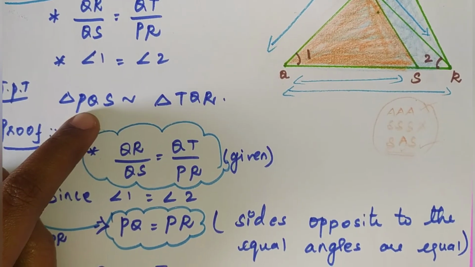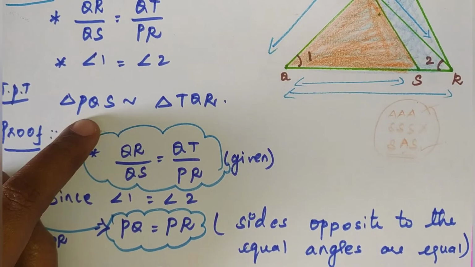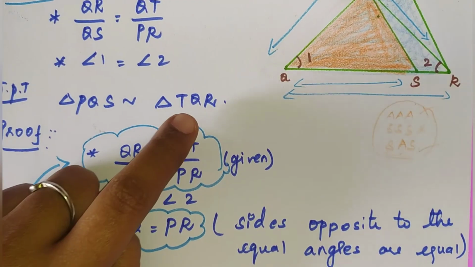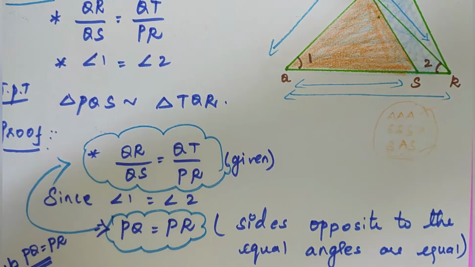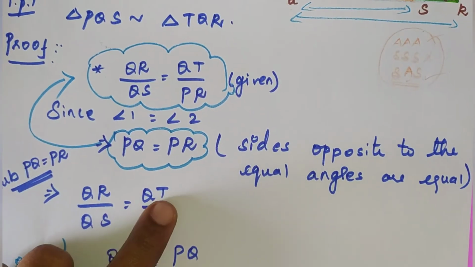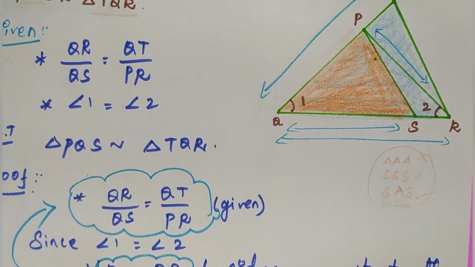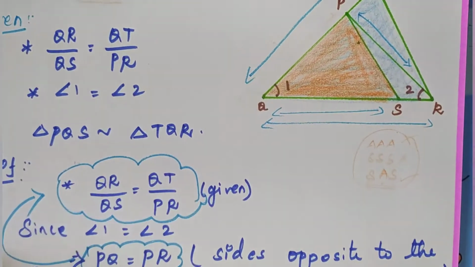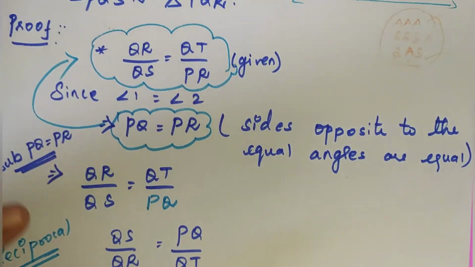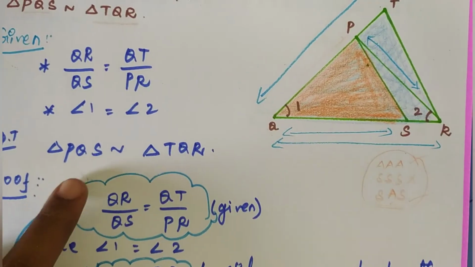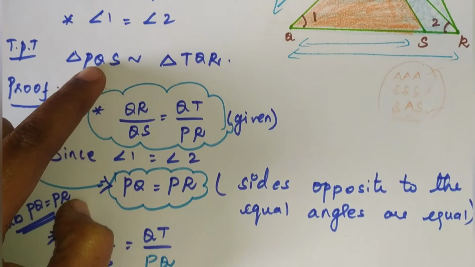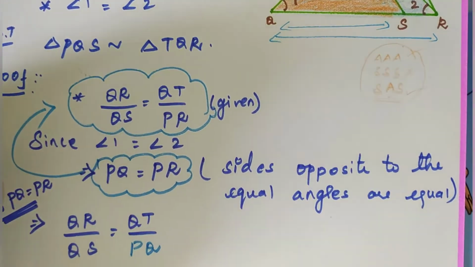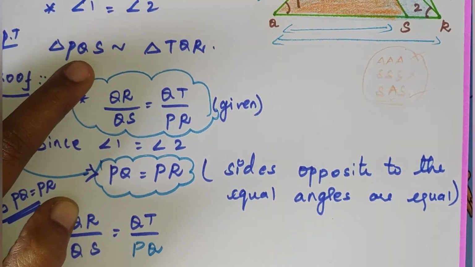There is no point, no vertex R in the first triangle. We have R in the second triangle only. And QT is also in the second triangle. So we have to reciprocal it. Here we have QS. In the first triangle also we have QS. Yes, we have. And PQ. Here we have PQ. Clear?